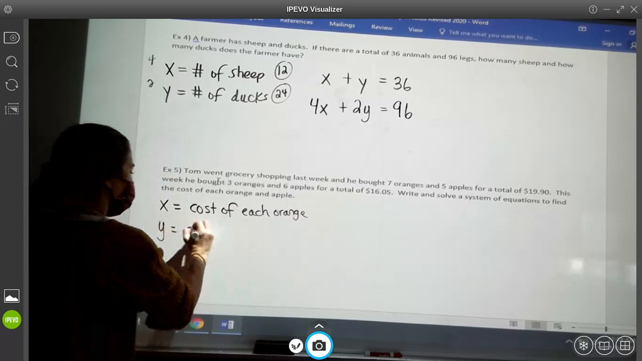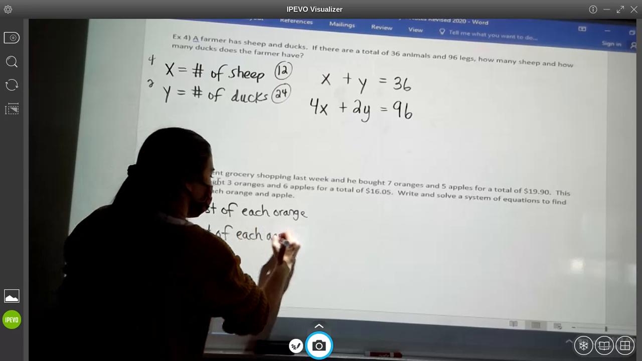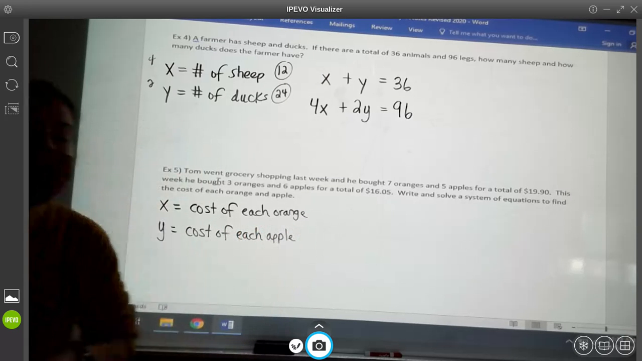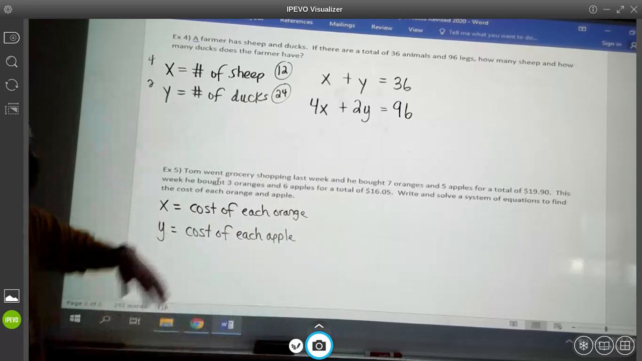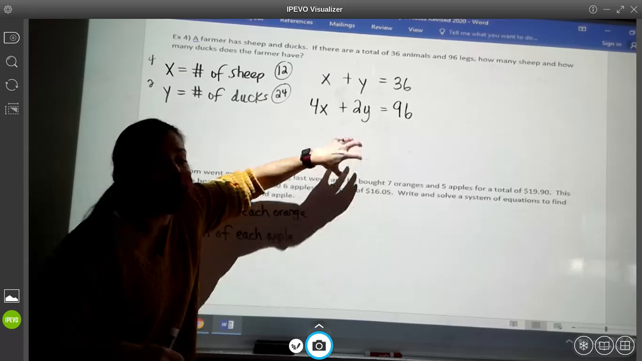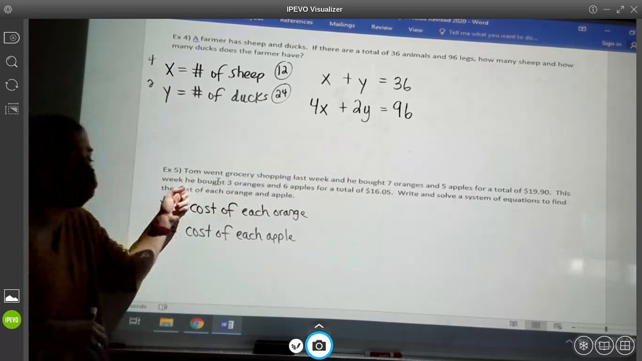Okay, now we have to write 2 separate equations, right? So we're going to write the first equation based off what they told us about last week, and we're going to write the second equation based off what they told us about this week. So let's go to last week. Last week, he bought 7 oranges and 5 apples, and it cost $19.90.